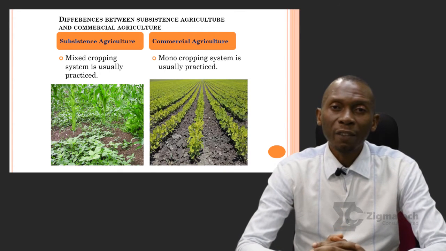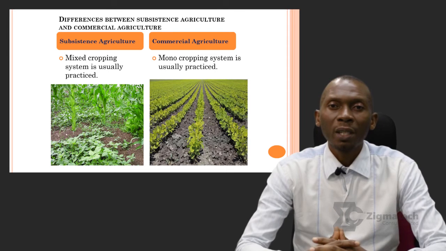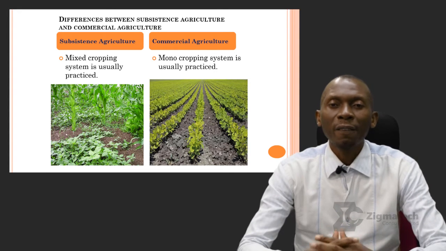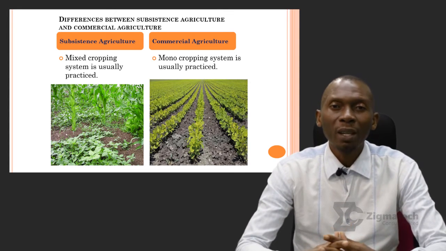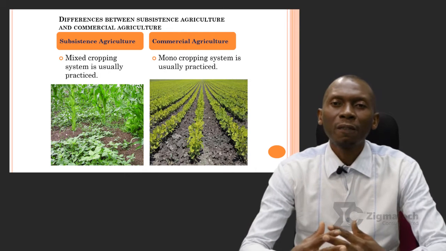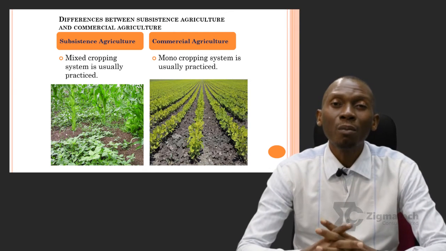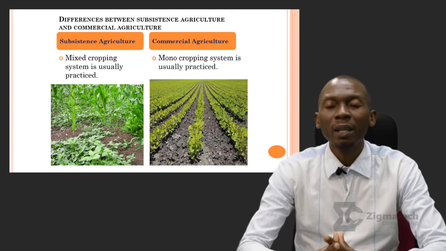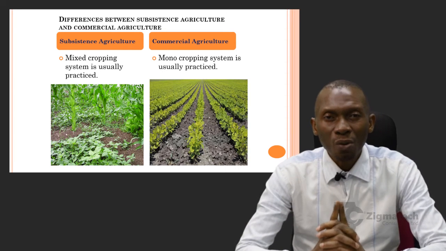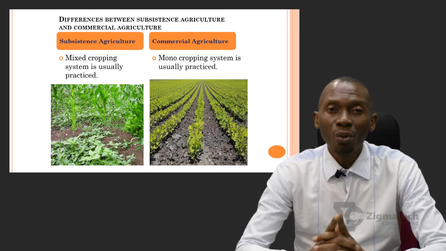So that's another key difference between subsistence agriculture and commercial agriculture. In subsistence agriculture, the farmer gets involved in mixed cropping, while for commercial agriculture, the farmer just gets involved in monocropping. And what is that monocropping? The farmer just grows a single crop, which is also called sole cropping.